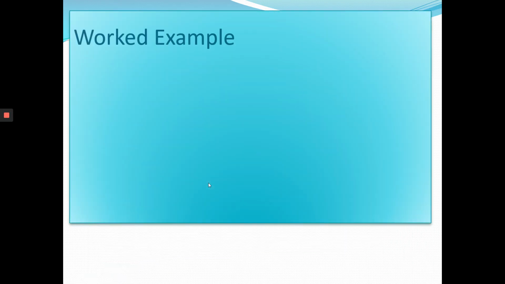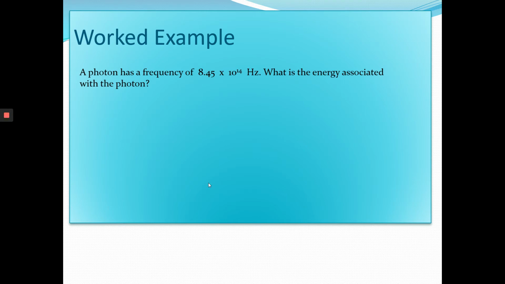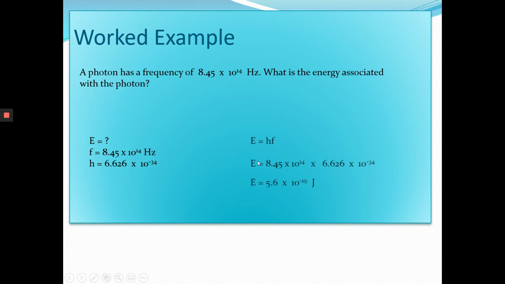So just a wee worked example. If a photon has a frequency of 0.45 times 10 to the 14 hertz, what is the energy associated with the photon? We know the frequency, so we ultimately know the energy because all we need is the constant. Unfortunately, I changed the number on this, but you get the idea. All you need to do is multiply the frequency by Planck's constant, and you get the energy.